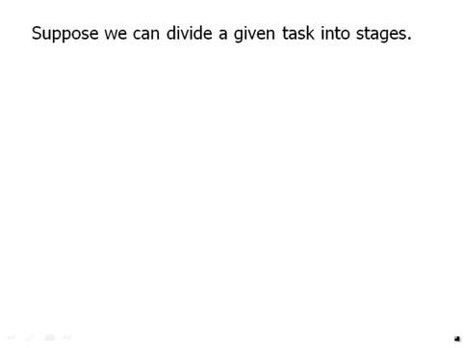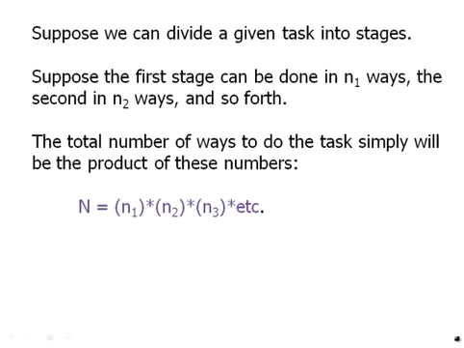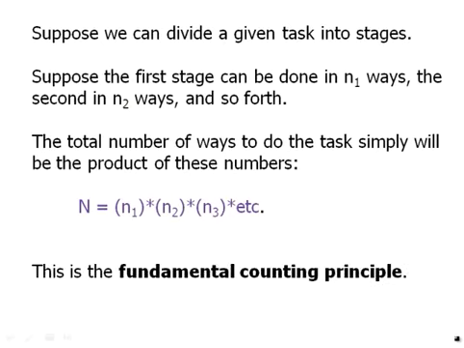Suppose we can divide a given task into stages. Suppose the first stage can be done in n sub 1 ways, the second stage in n sub 2 ways, and so forth. The total number of ways to do the task will simply be the product of all these numbers. So the number of ways we can do the first stage times the number of choices we can make in the second stage times the number of choices we make in the third stage, etc. We just find the product. Very simple. This is the fundamental counting principle.